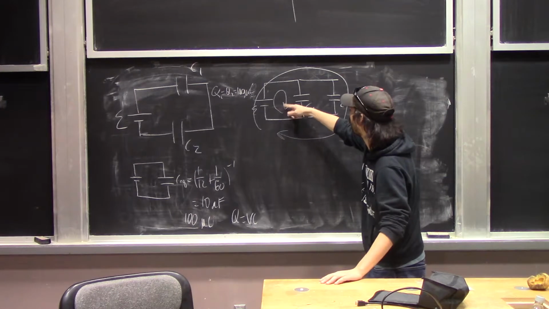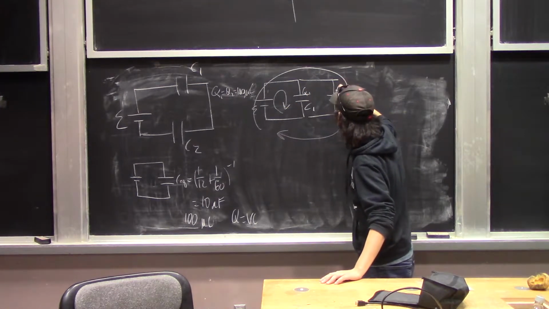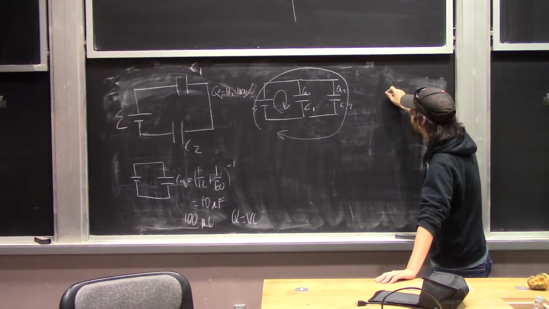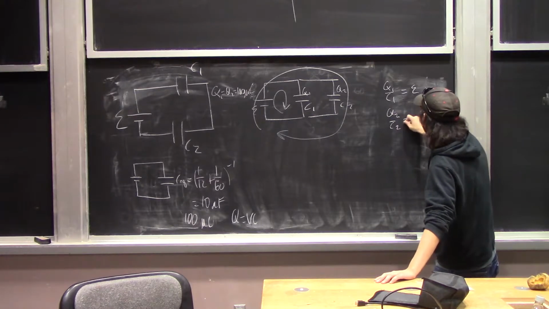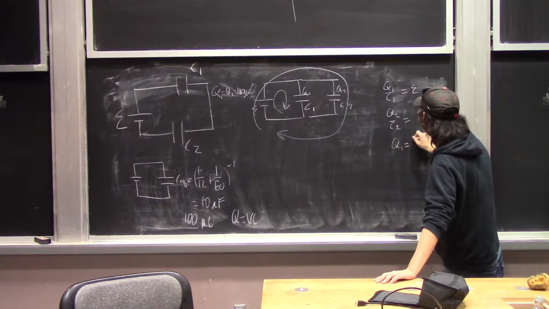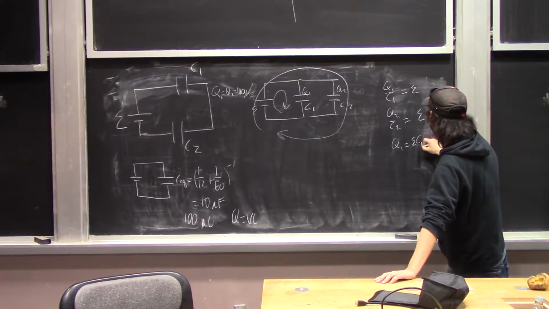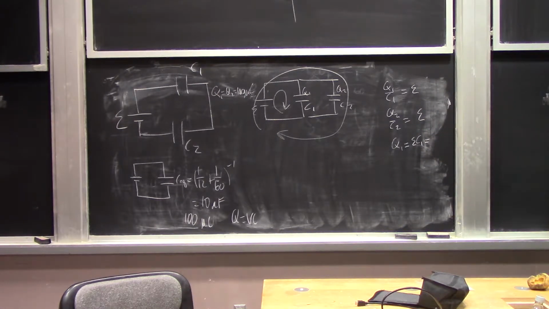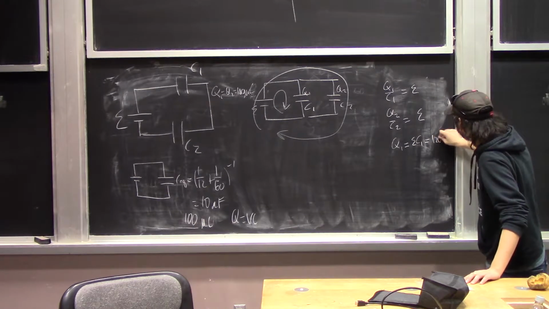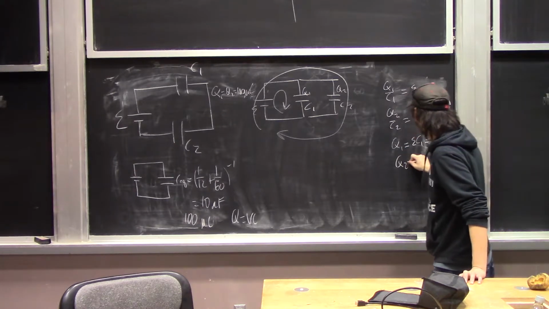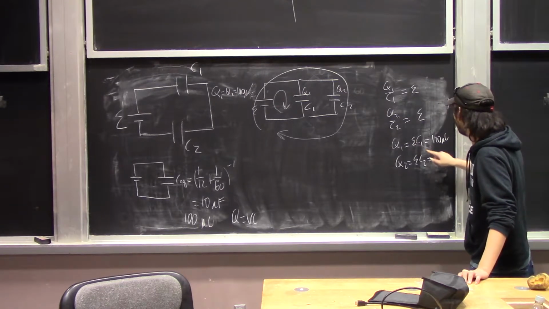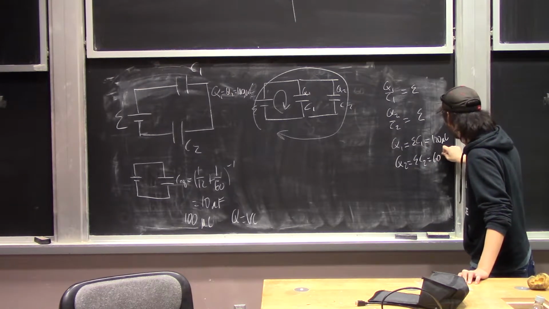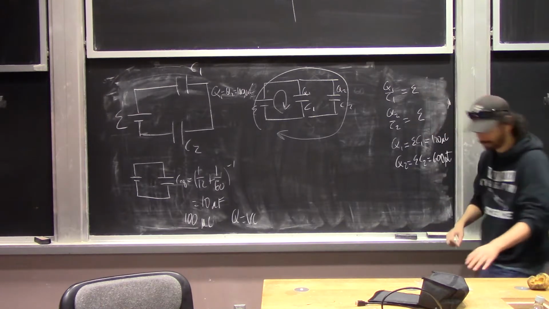If I do two loops here, let's call this Q1 and call this Q2. Q1 over C1 is going to be equal to epsilon, and Q2 over C2 is going to be equal to epsilon. So Q1 is going to be epsilon times C1, which is 10 times 12, so this is going to be 120 microcoulombs, and Q2 is going to be equal to epsilon times C2, which is 60 times 10, so this is going to be 600 microcoulombs, okay?